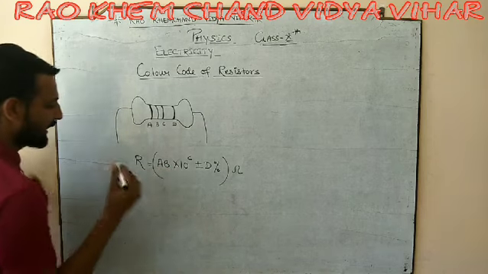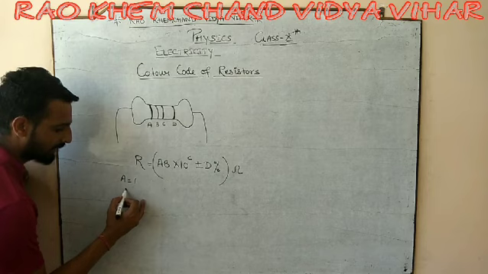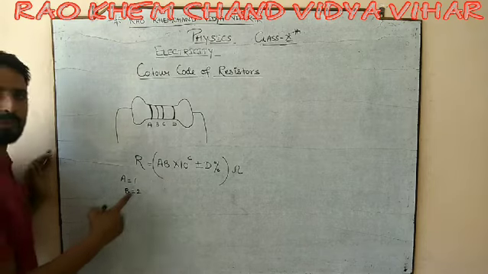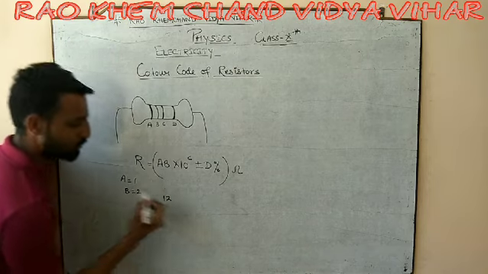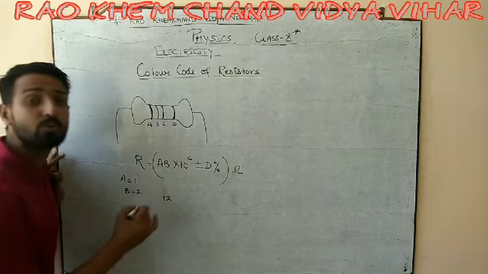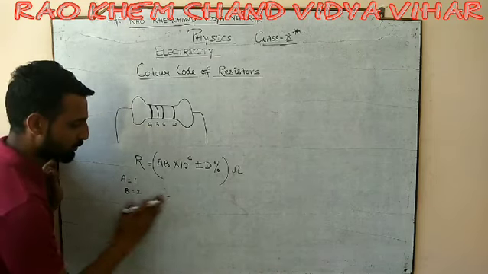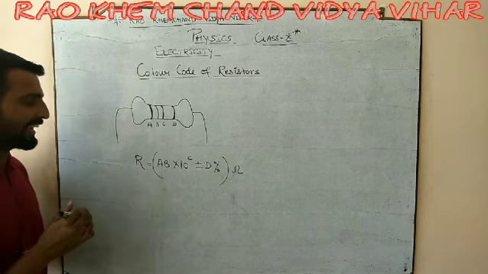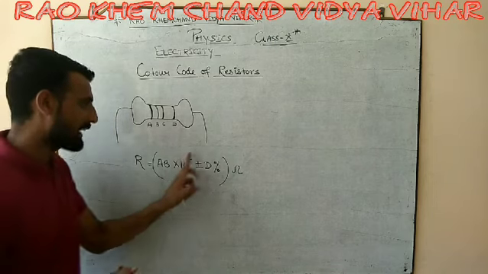For example, if A is equal to 1 and B is equal to 2, what would it be? It would be 1, 2. And what is 1, 2? It becomes 12. It does not become 1 into 2. So it is AB into 10 power C.